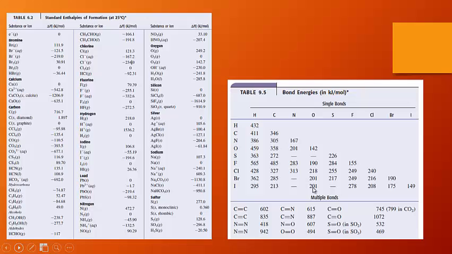This is the sort of tables that you might get. You can see that there's standard enthalpy of formation there and bond energies there. And remember the average bond energies. You usually get one with single bonds and one with double bonds.